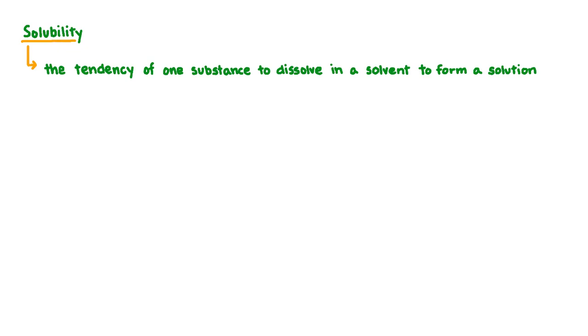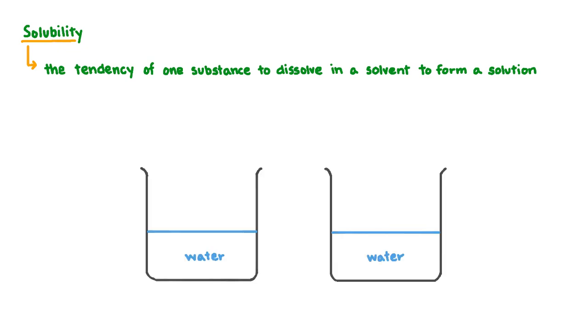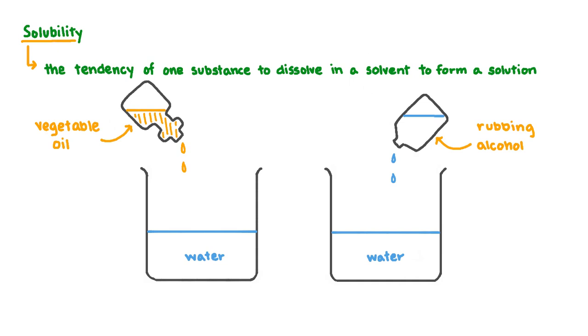Solubility is the tendency of one substance to dissolve in a solvent to form a solution. Let's consider two containers of water. To the first container, we'll add some vegetable oil, and to the second container, we'll add some isopropyl alcohol, commonly called rubbing alcohol. Water and oil do not mix to form a solution.